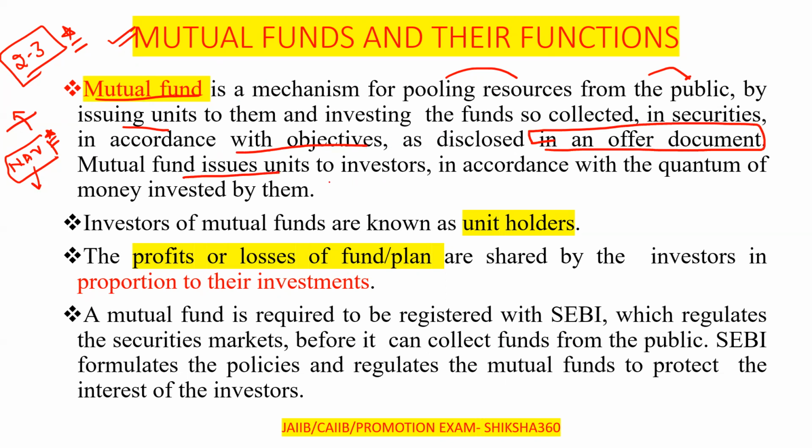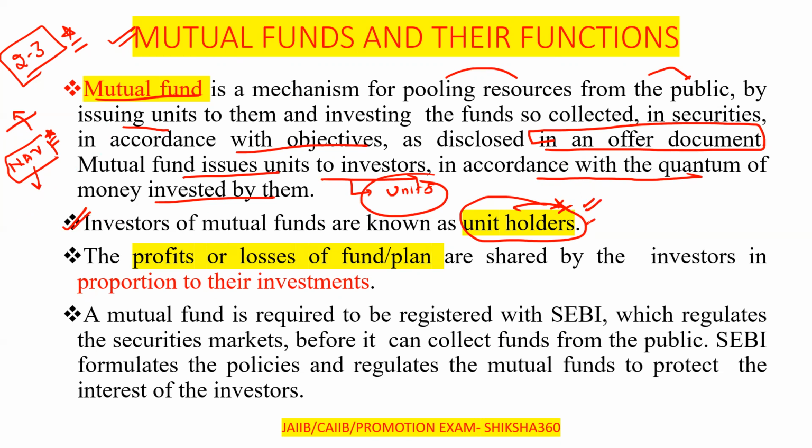A mutual fund issues units to the investors in accordance with the quantum of money invested by them. Clear? Depending on how much money they invest in different funds, the price of the units will be different. Investors of mutual funds are known as unit holders. The next question they will ask in the examination: who are known as unit holders? The investors of the mutual funds, the persons who are investing, are known as unit holders.